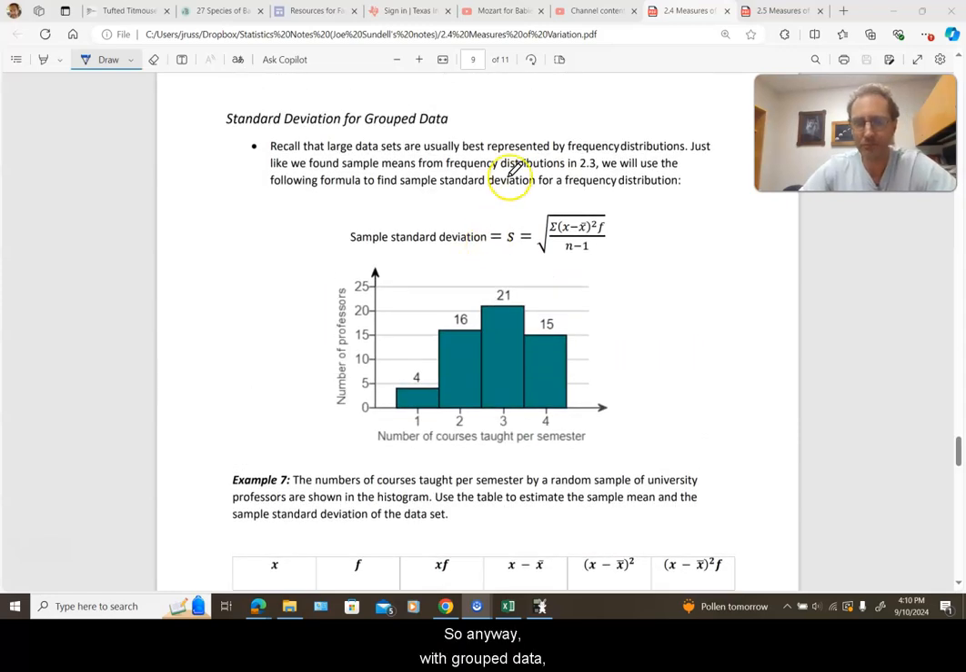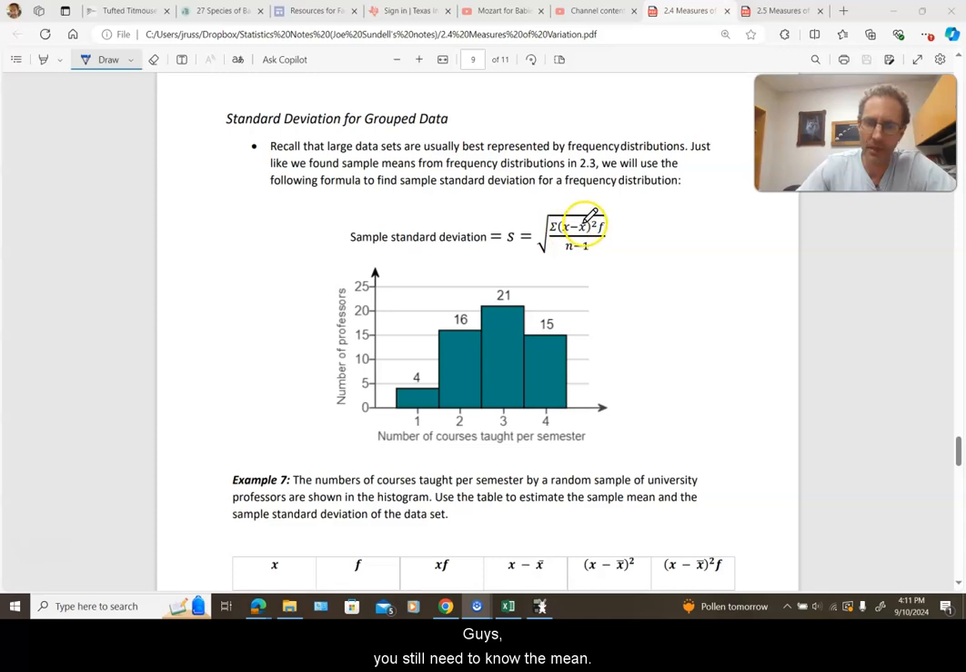So anyway, with grouped data, it's very similar to when we found the mean using grouped data. Okay, so this is the formula that you're going to use. So we're assuming this is a sample, and so that's why the denominator is n minus 1. So a lot of this is very similar, guys.